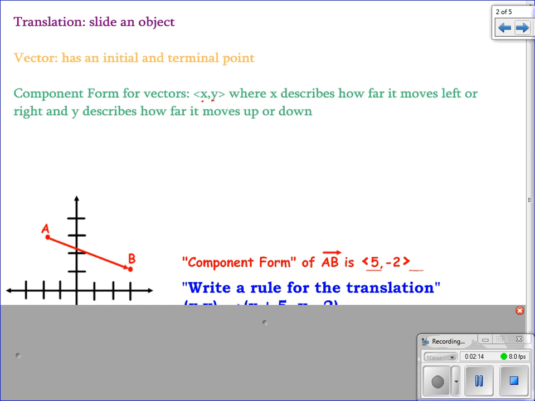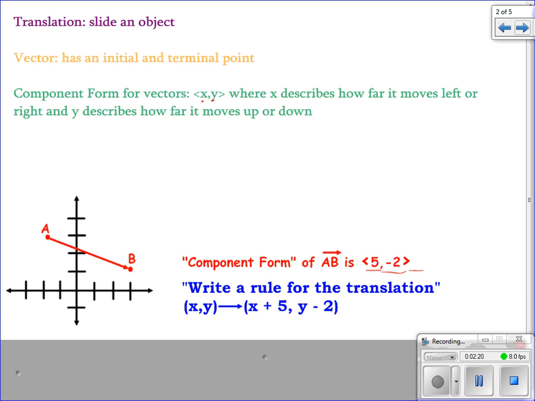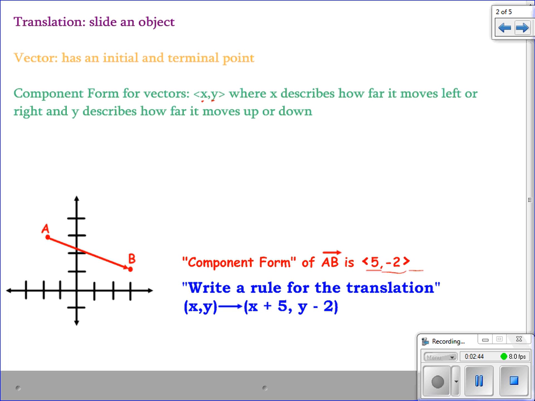Okay, you could also write a rule. So this is the exact same vector as up here in red, down in blue right here. They're just telling you to take all the x values and add 5, all the y values and subtract 2. So just know that they really mean the same thing. I'm going to lean more towards using component form. So if the answer in the back of the book is written the other way, just know that they're the same thing. Okay? Does that make sense? So we're going to move each point individually when we do these.